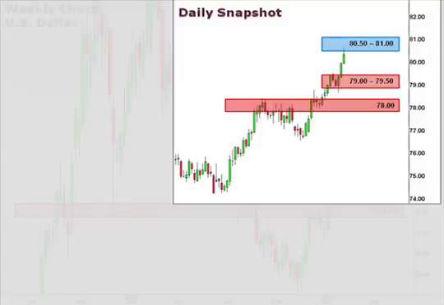If we take a look at a daily snapshot of the dollar index, we can see that we've drawn in the 79, 79.5 as a near-term support level. We may see a little bit of a pullback down into that level after a test of the 80.5 to 81 focal zone. We would like to see a shallow pullback and then a break above 81 to signal a continuation to the upside.